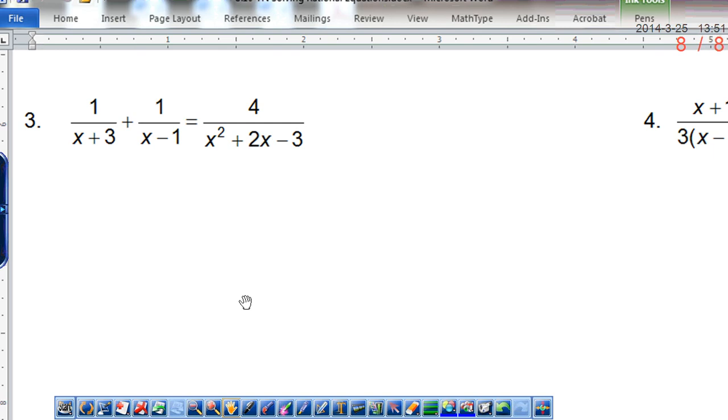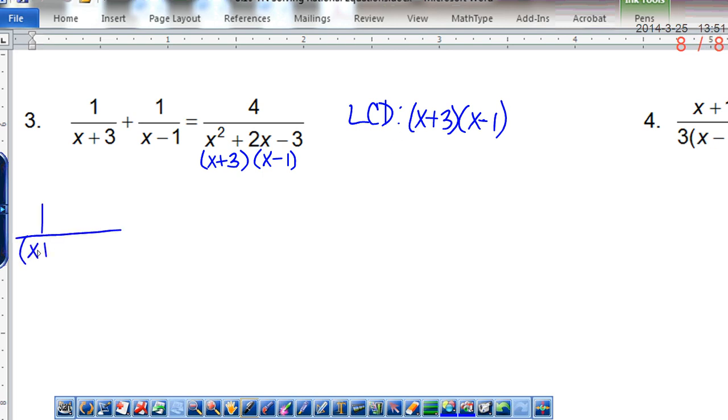All right, what do you think we might do first? Factor. Good, let's factor this denominator. So x squared plus 2x minus 3 would factor into x plus 3 times x minus 1. So what would our LCD be? Good, x plus 3 times x minus 1. Again, you might not have to do this every time, but I like to go ahead and start by writing my original equation and then think about what is missing.